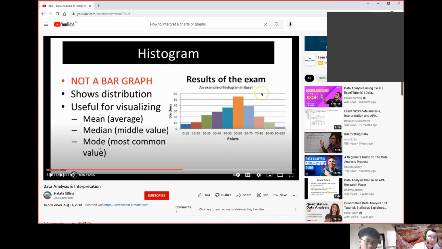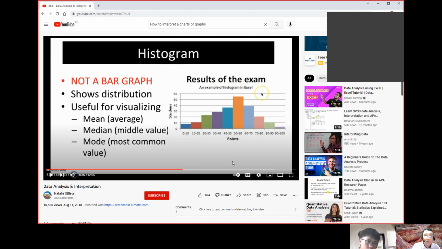And then when we say the mode, that is the most common value. When you say common value, it shows that there are a lot of students who got that one. Okay, who got that particular score or points. So that would be the most common value.